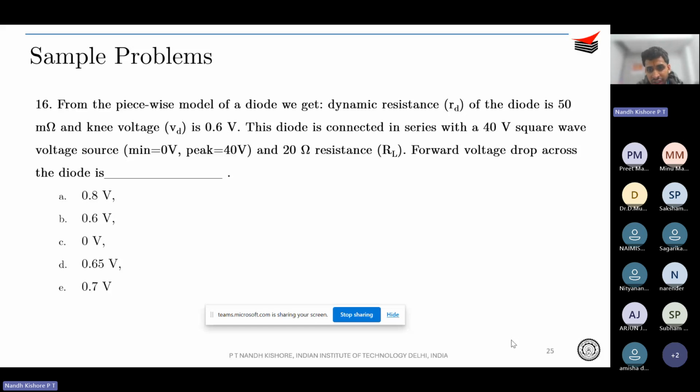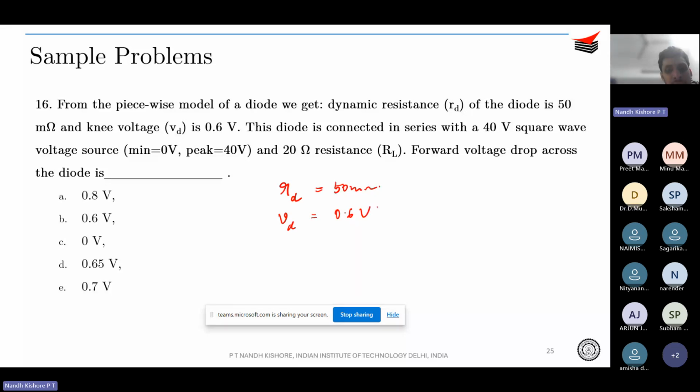This diode is connected in series with a 40-volt square wave voltage source, minimum 0 volts, peak 40 volts, and a 20 ohm resistance. The forward voltage drop across the diode is dash. Okay, it's a good basic problem. First, understand what's given in the problem. They have given RD as 50 milliohms, and the knee or cut-in voltage as 0.6 volts, VD.